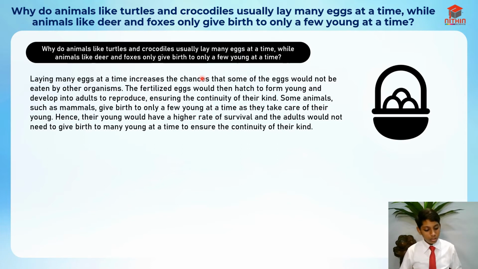So this is to increase the chances that some eggs will not be eaten by other animals. So the fertilized eggs would then hatch to form young and develop into adults to reproduce, ensuring the continuity of their kind. So it's a cycle, okay? And some animals, such as mammals, give birth to only a few young at a time, as they take care of their young.